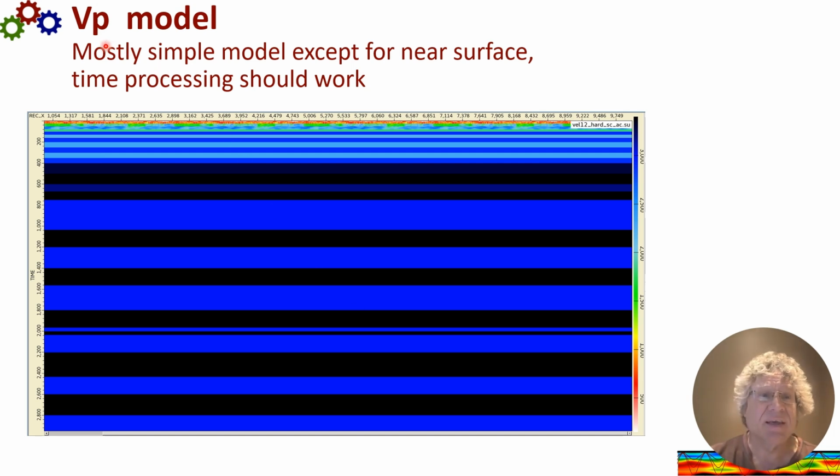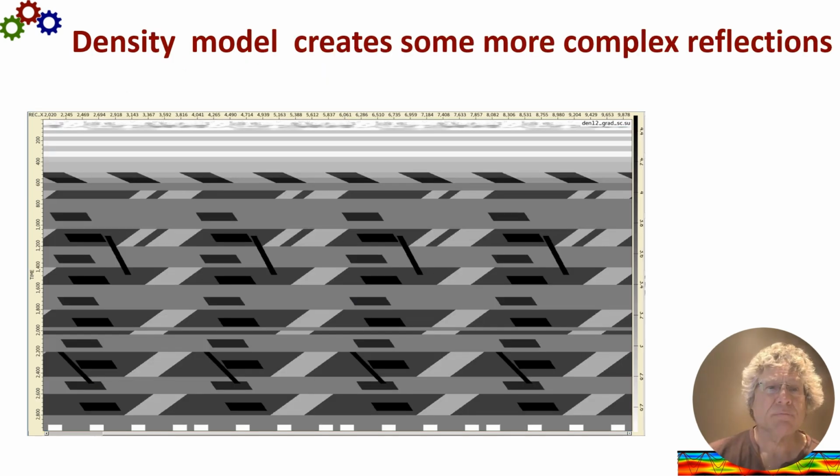So here is the p-velocity model that I'll be using, and it's mostly a simple layer case except for the very near surface here. You can see the top 30 meters, which is the red and yellow layer up here, contains some heterogeneities, but usually this data is pretty uniform. So time processing should work in this case, and that's on purpose. We want to avoid any complications from depth migration.